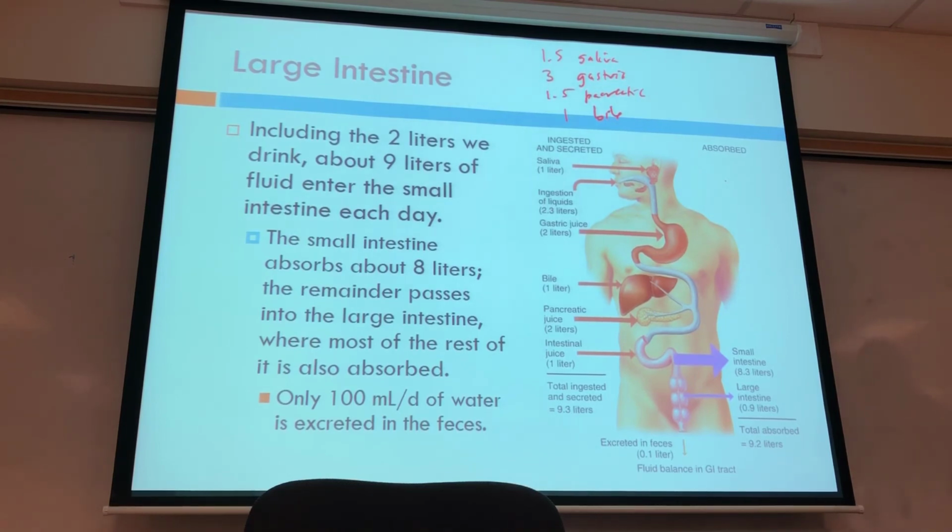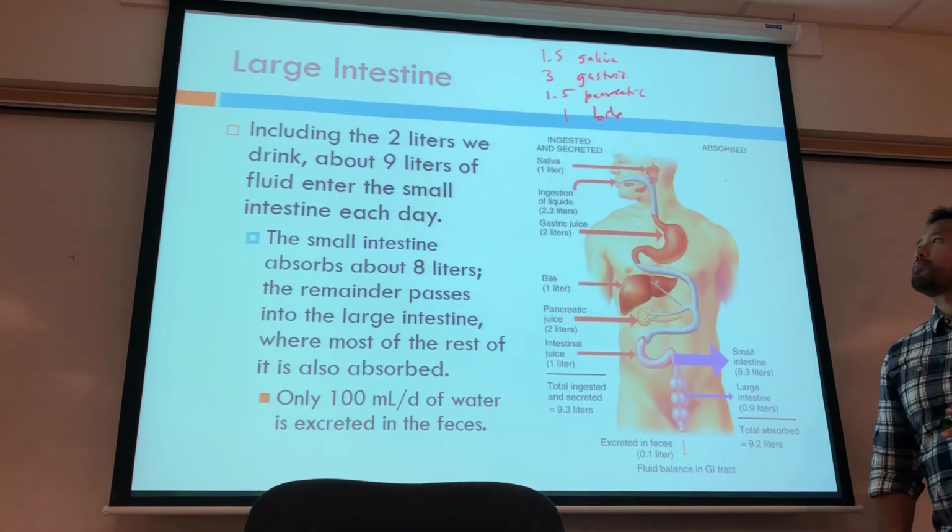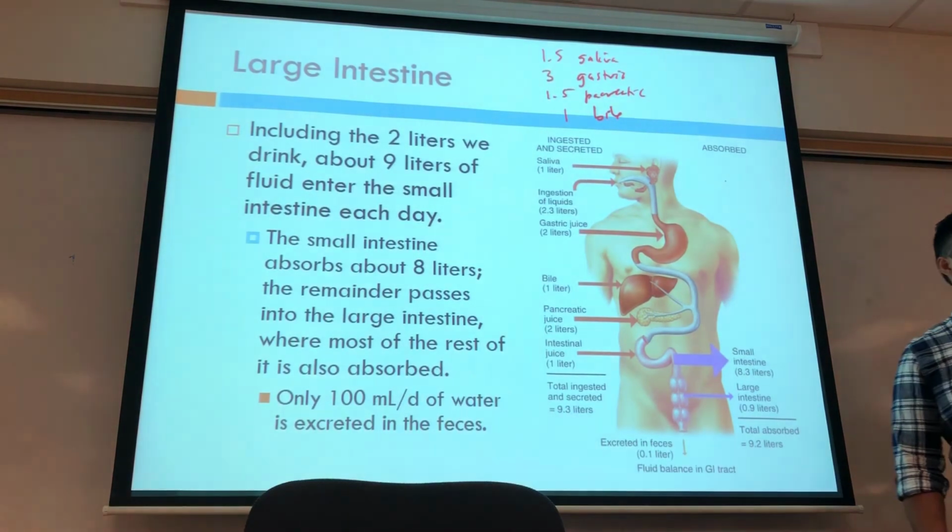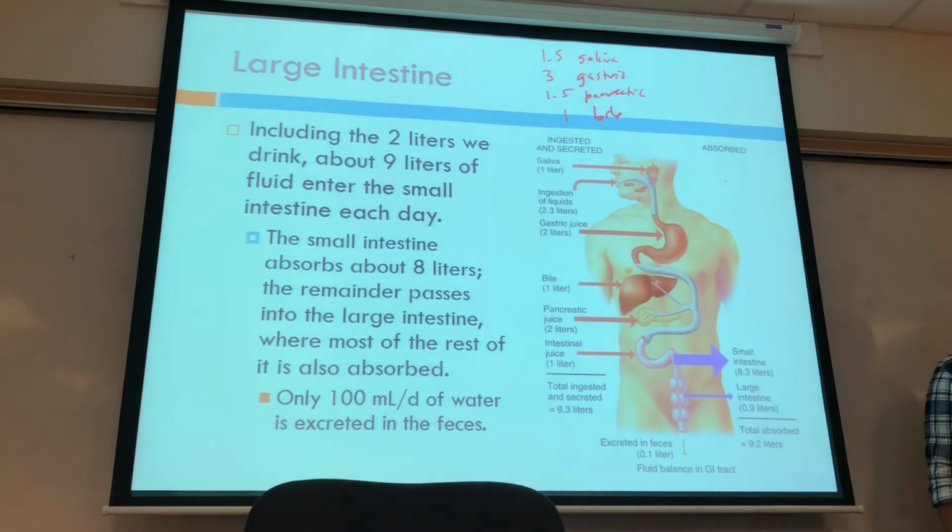On top of that, the additional 2 liters that you drink comes out to about half a gallon, about 64 ounces. A cup has 8 ounces, so that's 8 cups of water per day. If you have heard why you need to drink 8 cups of water, well, that's technically how much you should be drinking per day, about 64 ounces. So on top of that, that's about 9 liters that enter the alimentary canal.